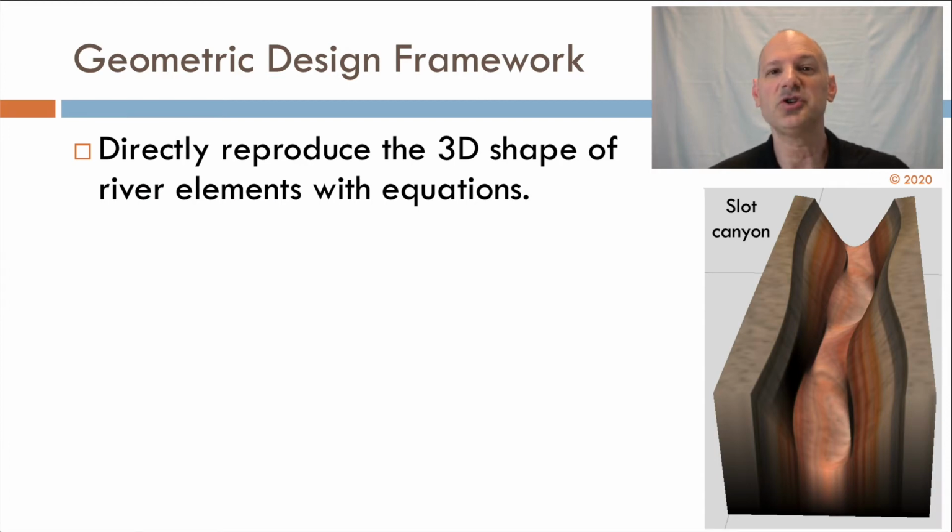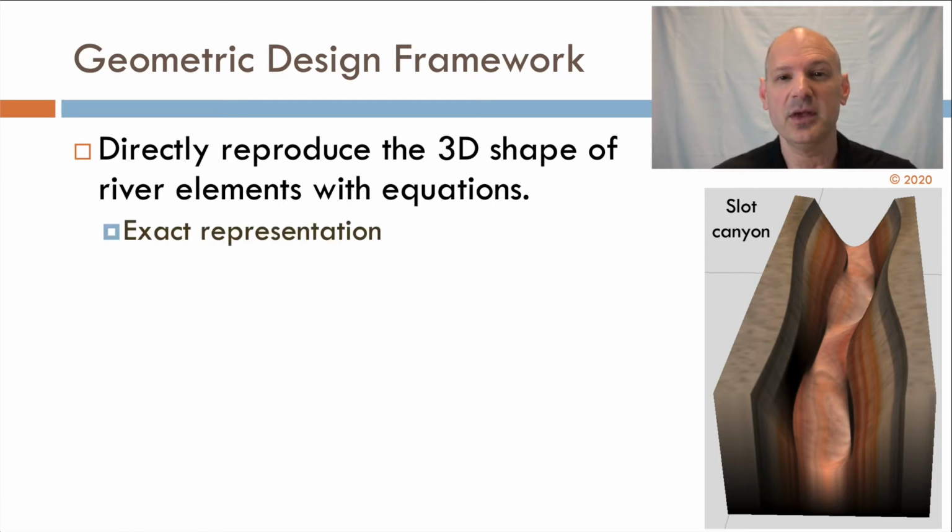That means that we're going to directly reproduce the three-dimensional shape of river elements with equations. While this could be mimicry if used that way, it could also be process-based if we know what boundary condition regime drives different processes, and we certainly do. With this approach, we can make an exact representation of the topography that we want to have.